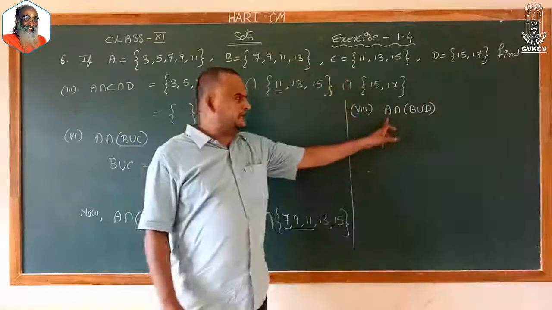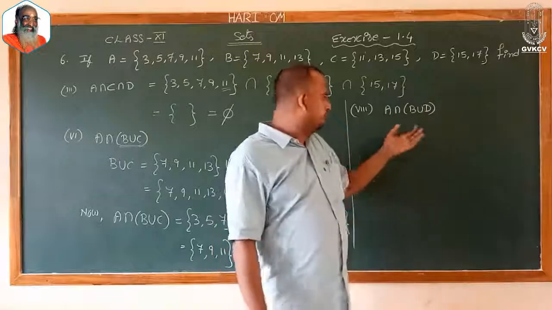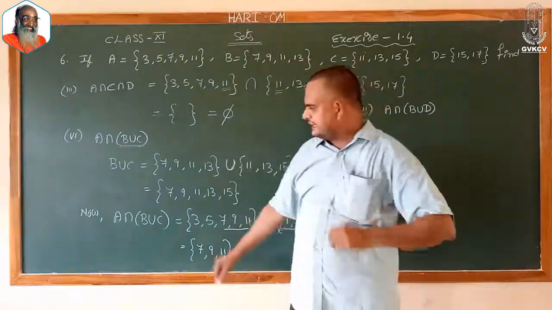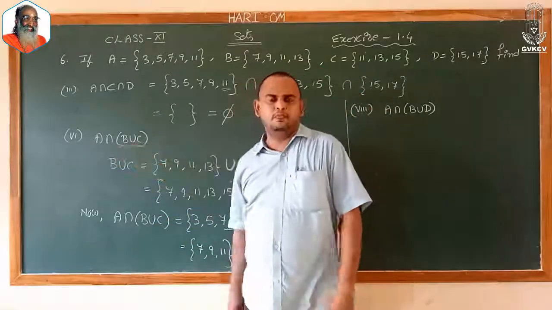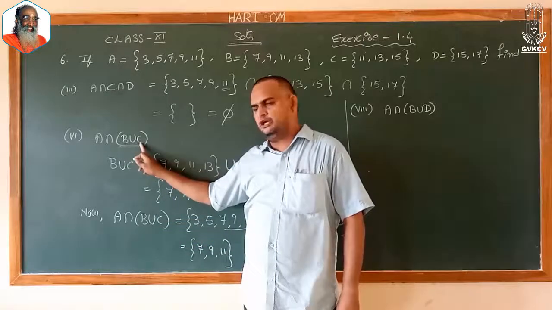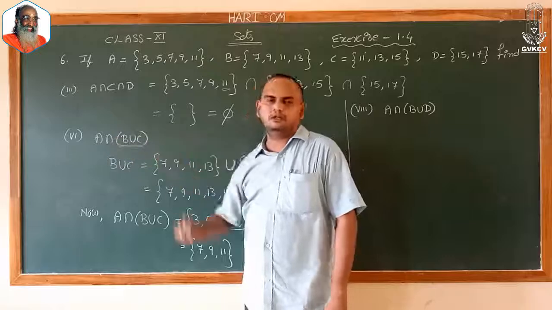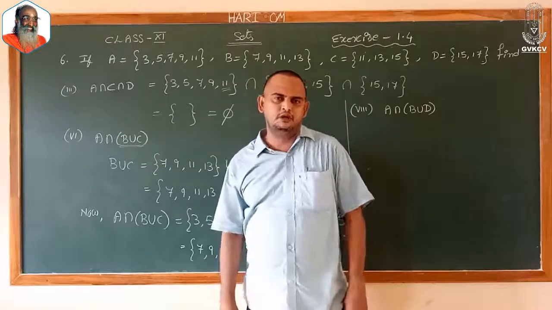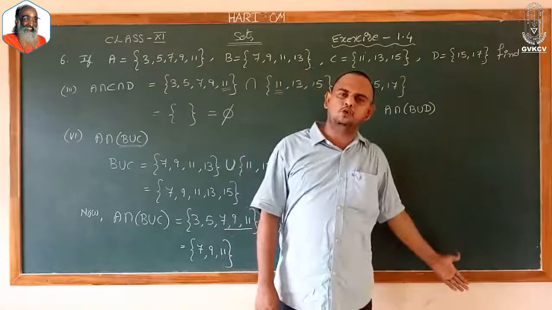This is A intersection B union D. Problem number 8 is just like problem number 6. What we have done in problem number 6? First we have done B union C, then we have done the intersection operation. Here also the same procedure we need to continue.